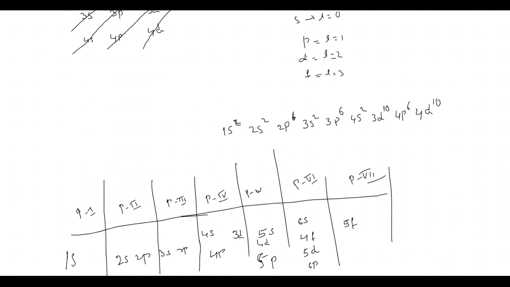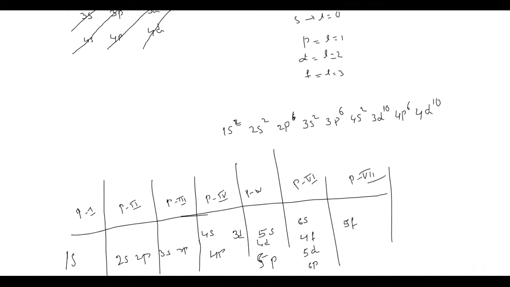Now in the next page, we have the electronic configuration of each element. Suppose hydrogen, what do we have? For hydrogen, I have 1s1. This 1 represents n value, n is equal to 1. This s represents L equal to 0. Here L equal to 0, n equal to 1, we have 1 electron.